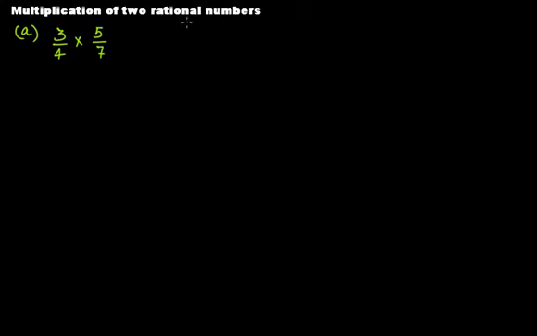How to multiply two rational numbers. In this problem, we have two rational numbers, 3 over 4 and 5 over 7, and you have to multiply these two rational numbers. Whenever you are multiplying two rational numbers, then straight multiply the numerators together and the denominators together. So this gives you 15 over 28.